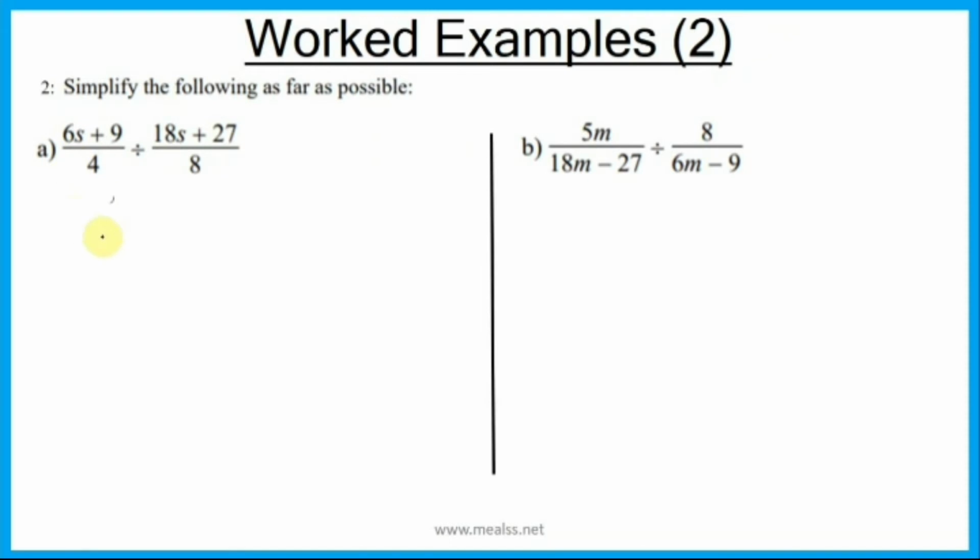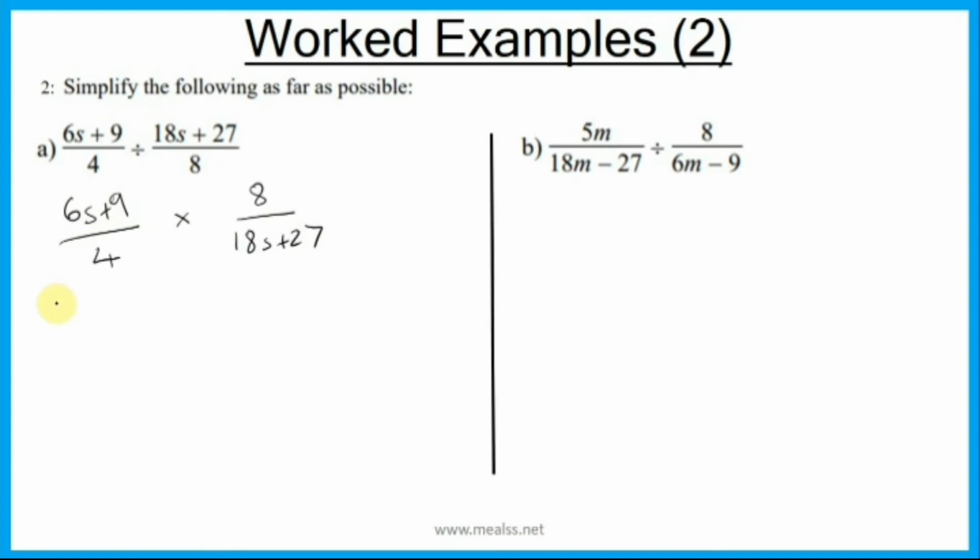So first of all, let's have a go at this one. So 6s plus 9 over 4 will stay the same. You flip the second one, so that's going to be 8 over 18s plus 27. And we're going to change this to multiply. Now, if you haven't seen the other video, what you have to do when you have fractions like this is factorize where possible. These expressions, this one here and this one here, can be factorized, and what we're looking for is the same thing in the brackets down here and up here, and I'll show you how we do it. So let's first of all factorize this.